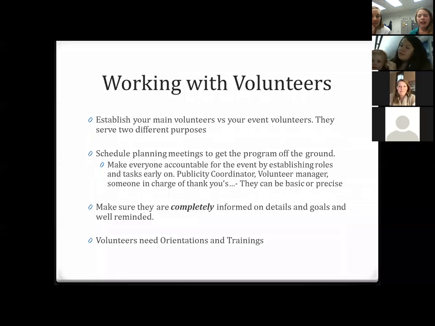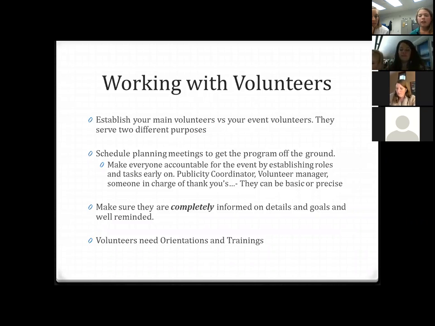Now when you actually have your volunteer base, you need to establish your main volunteers versus those volunteers that would be at the project or at the event. They serve two different purposes. When you do have your group of main volunteers, the ones that are going to help you with planning the event, if you do need the help, you should start scheduling meetings to get the program off the ground.